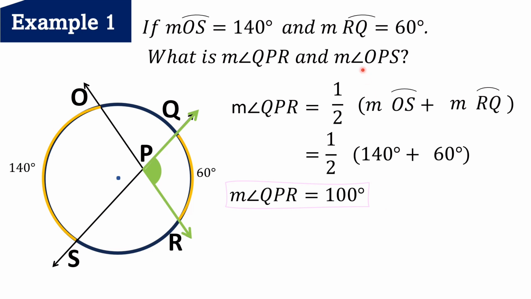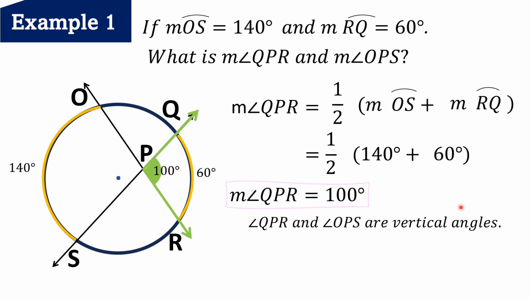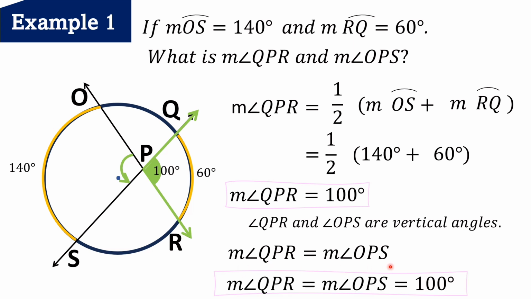To find the measure of angle OPS, notice that angle QPR and angle OPS are a pair of vertical angles. Therefore, they are congruent and their measures are equal. So since the measure of angle QPR is 100, therefore, the measure of angle QPR equals the measure of angle OPS, which is equal to 100 degrees.